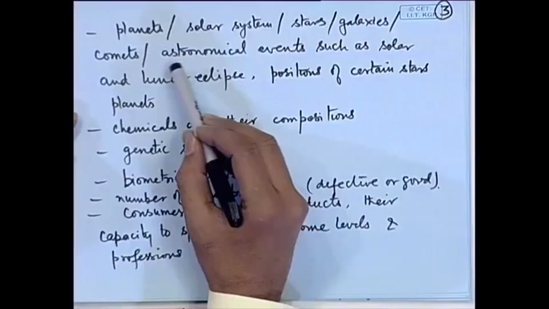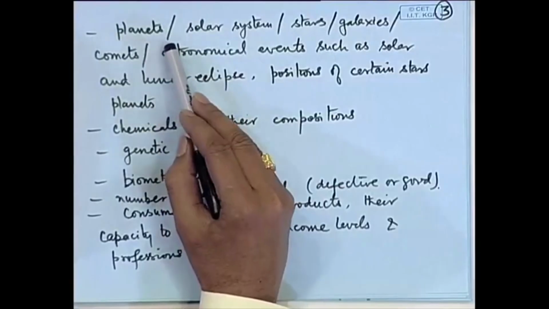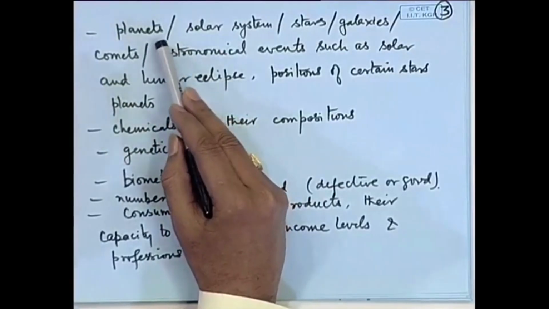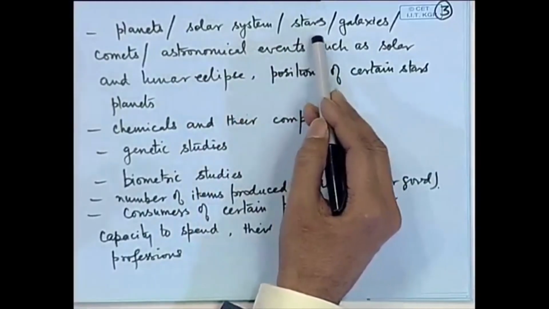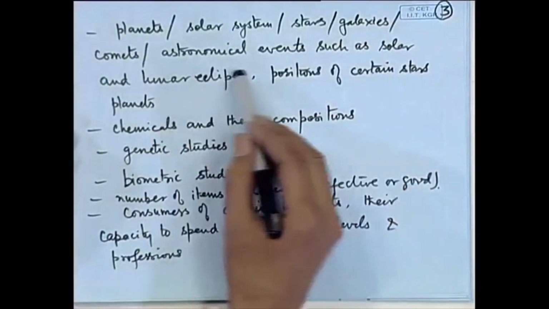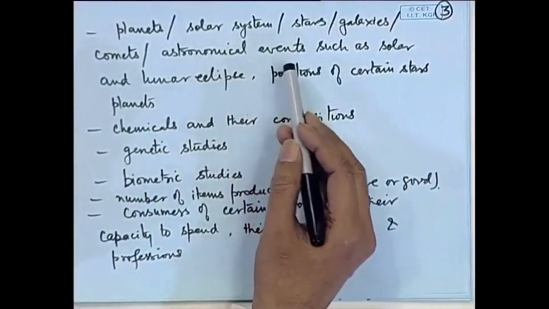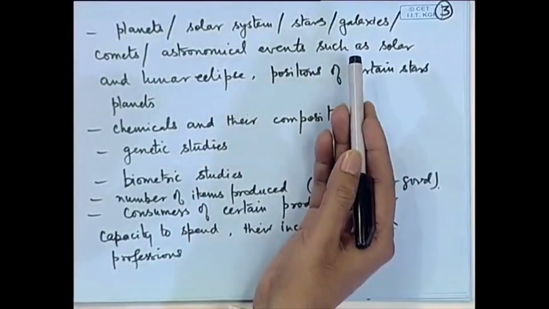For example, physicists will be interested in knowing the movement of the planets, the number of planets in the solar system, the number of stars in a particular galaxy, the number of galaxies, and astronomical events such as the movement of a certain comet or its hitting another planet, etc.